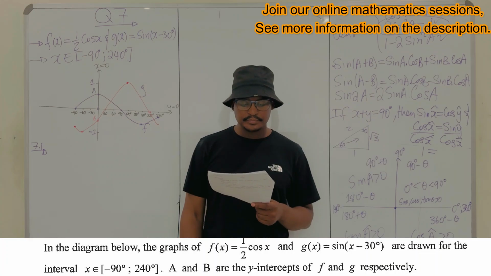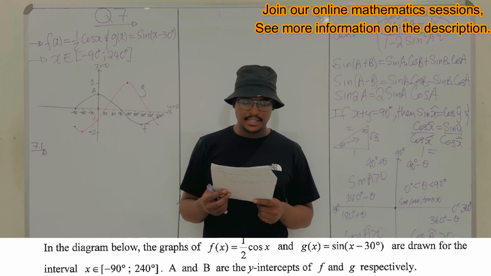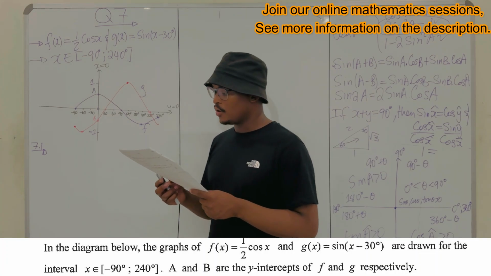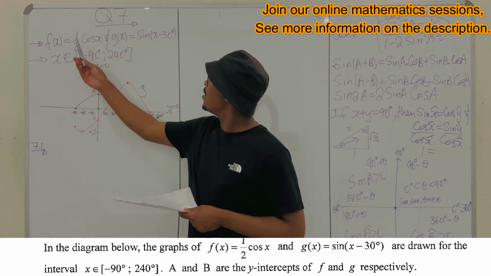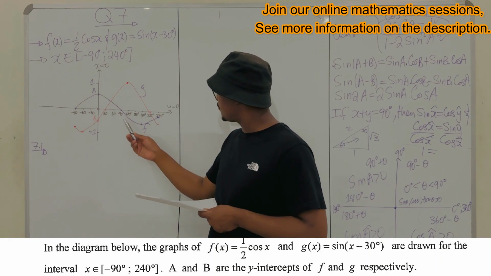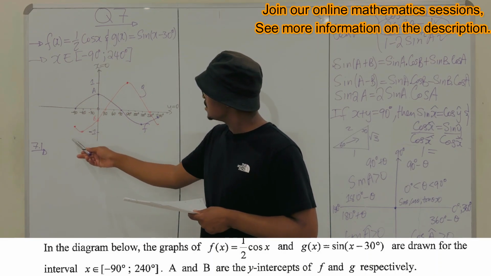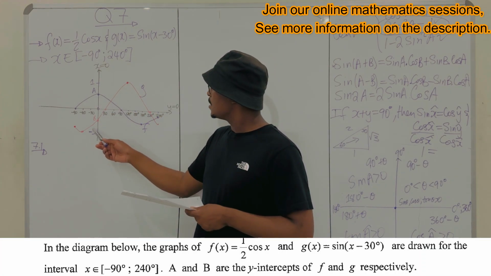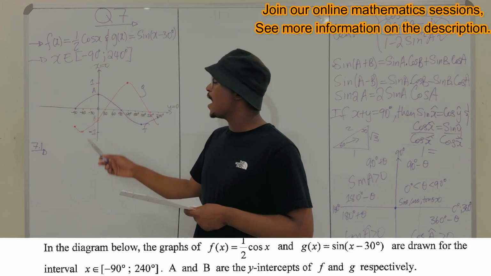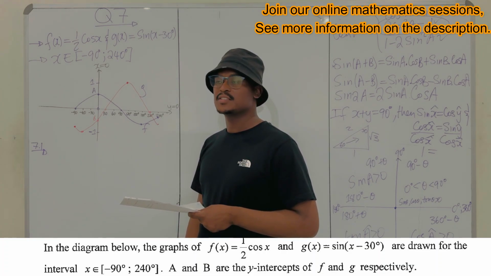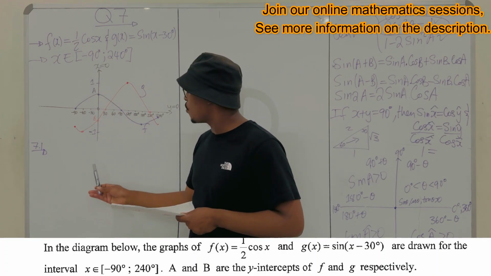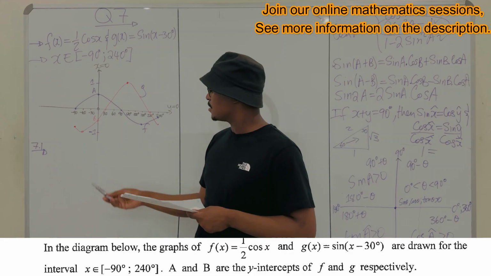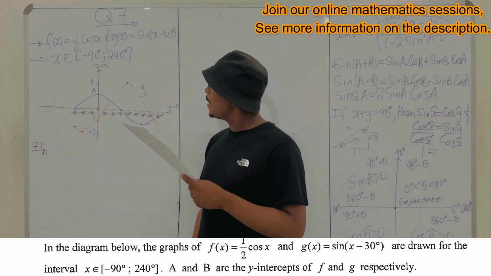No problem. They went on to say that, maybe let me have a look. So you have f and g. So f is the purple function and g is the red function. So they're saying A and B are y-intercepts of the functions, which means they lie on the y-axis, as you can see over here, right?